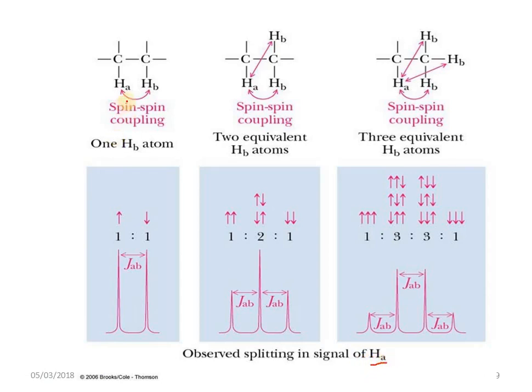Now this HA has only one neighboring proton, 1 plus 1, that is 2. It will give 2 signals, 1:1. There will be 2 peaks.